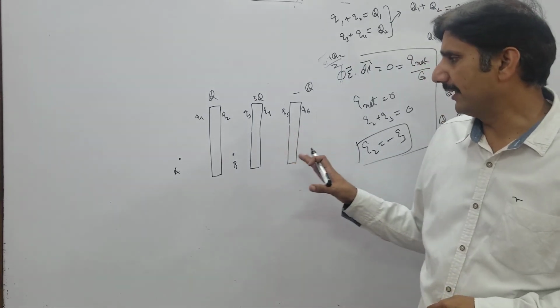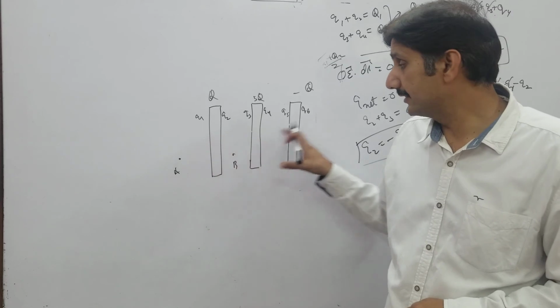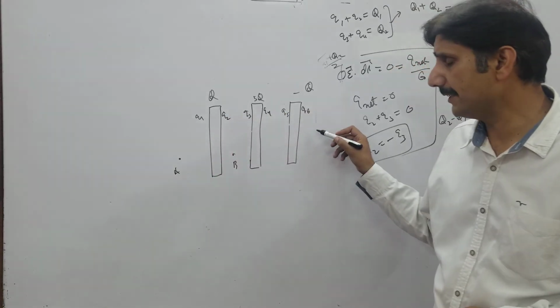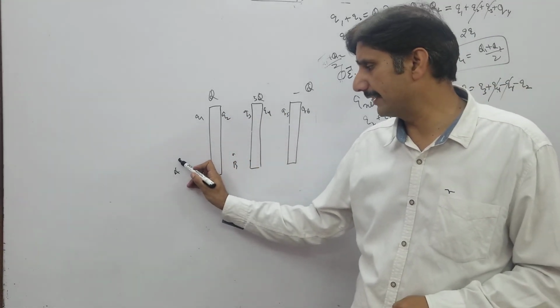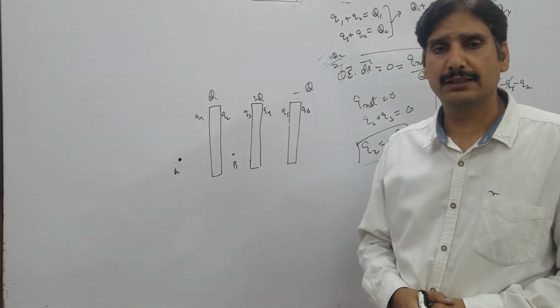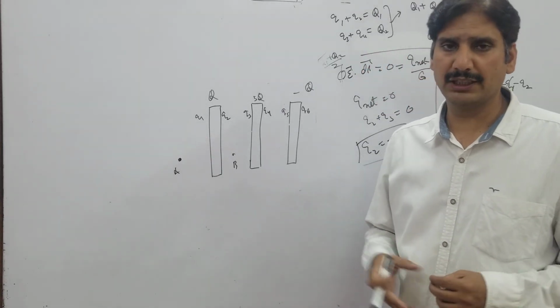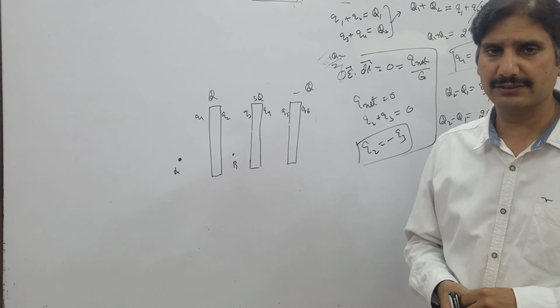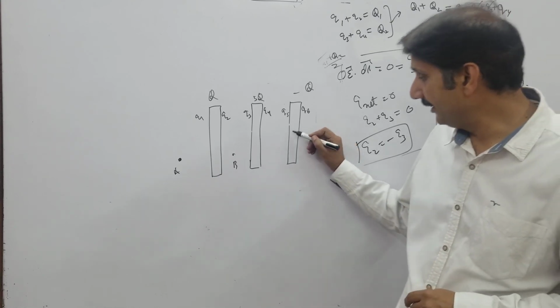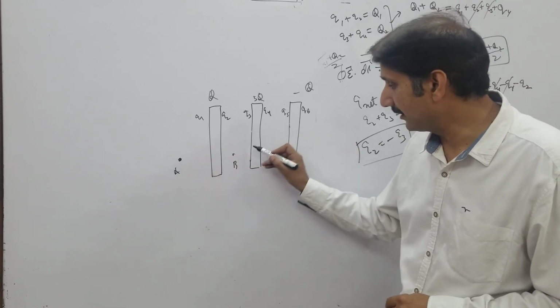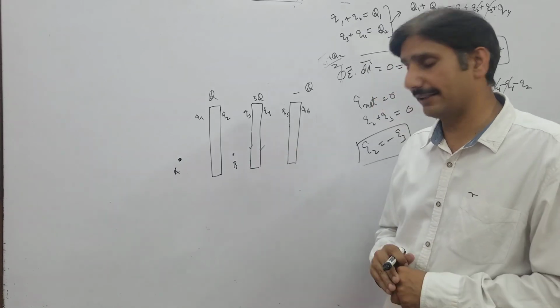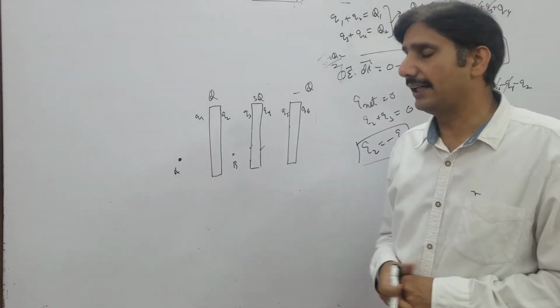Once you will be able to find out the charges on each surface, and you are asked to find out electric field, you can use the formulas which we have already developed using Gauss theorem directly. Then you don't need to calculate, at this point, electric field due to this surface and due to this surface. You can treat it as a whole having charge 3Q.